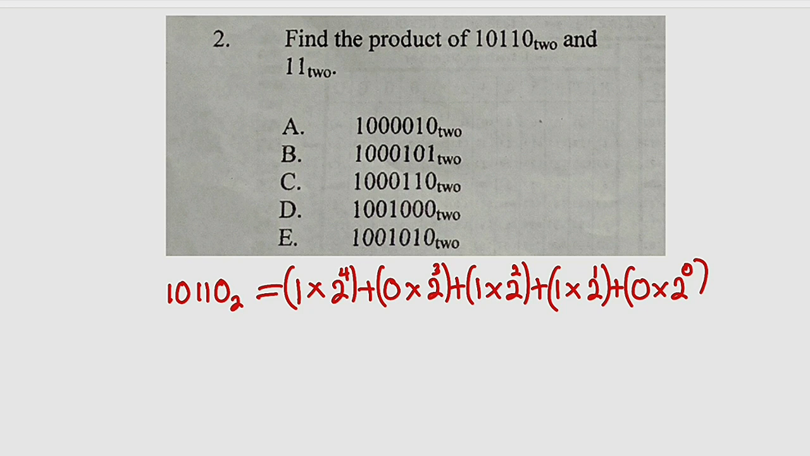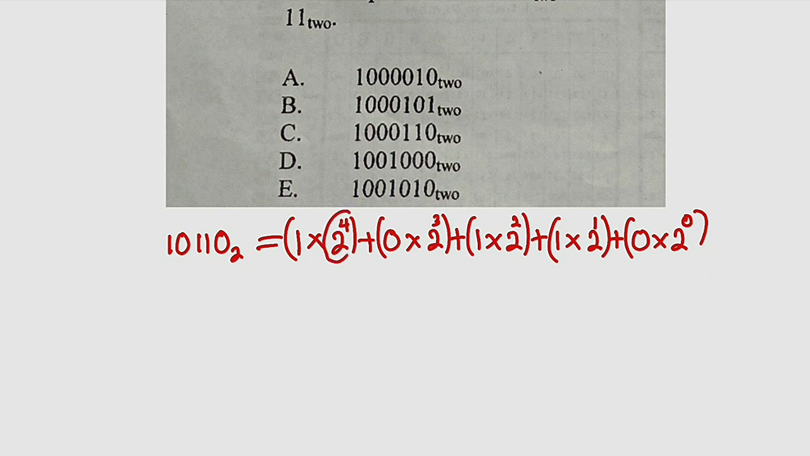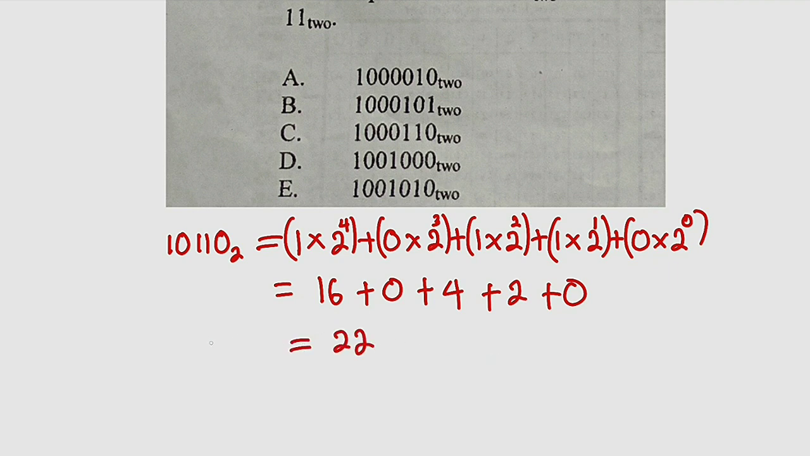Once you simplify this, you obtain a number in base 10 which is equivalent to this one in base 2. We know that 2 raised to the power of 4 is 16, and 16 times 1 is 16. So the whole of this is 16 plus 8 times 0, which gives us 0, plus 2 to the power of 2 is 4, times 1 is 4, then plus 2 to the power of 1 is 2, times 1 is 2, plus 2 to the power of 0 is 1, times 0 is 0. If you add all of these numbers together, you get 22. Therefore, 10110 in base 2 is equivalent to 22 in base 10.